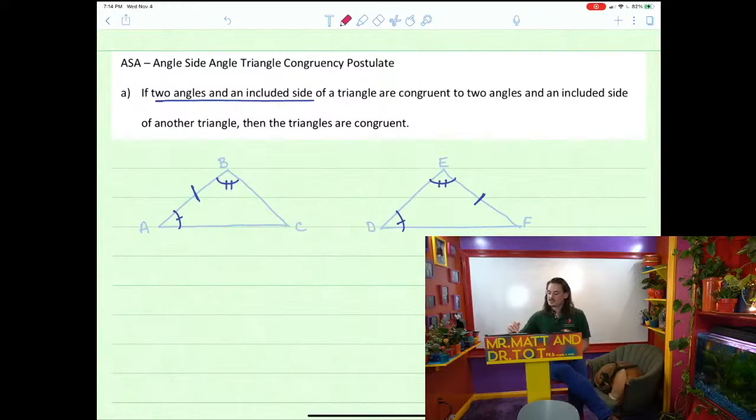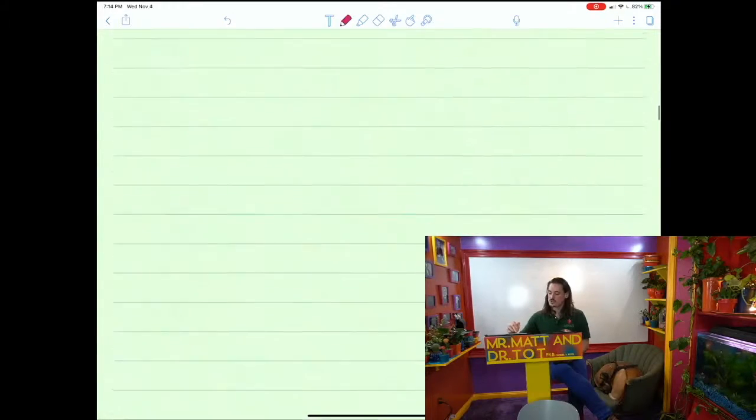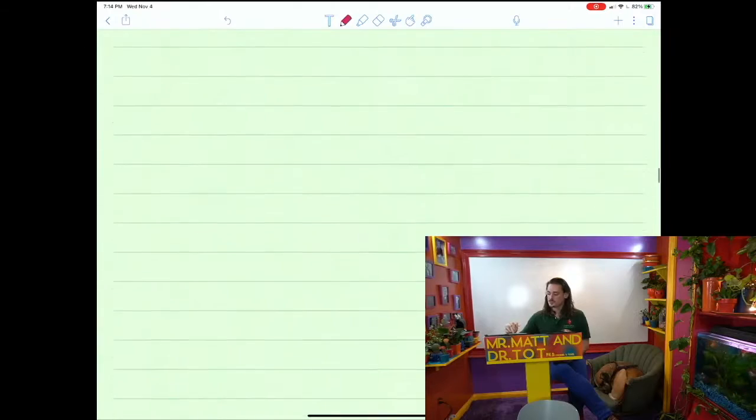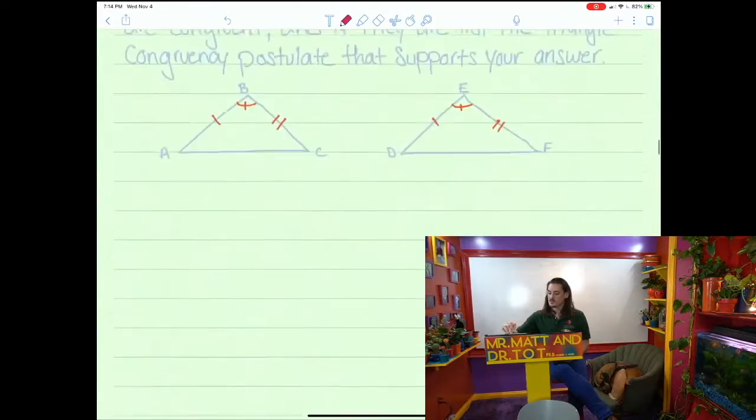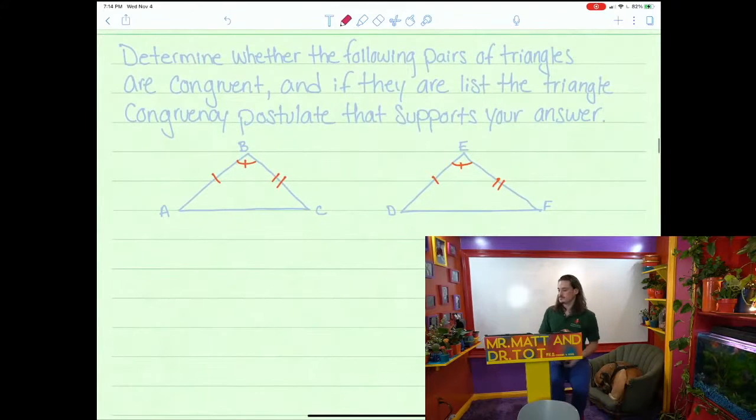Okay, otherwise, let's take a look at some problems. I'd like you to determine whether the following pairs of triangles are congruent, and if they are, list the triangle congruency postulate that supports your answer. Okay, so I'm going to give you 3 minutes. Please look at these 2 triangles and tell me whether they are or are not congruent. If they are congruent, then list the postulate that supports your answer. I'll keep track of the time down here and I'll update it every minute.